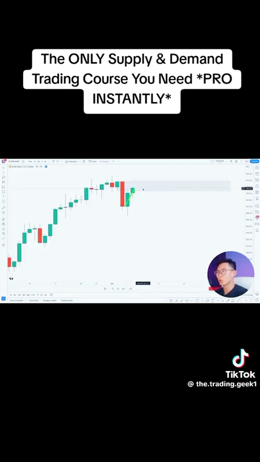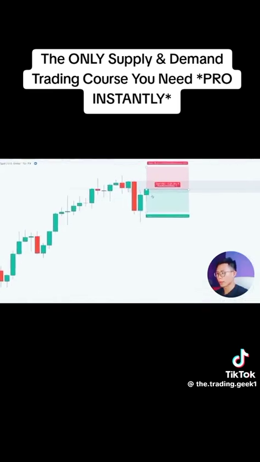We want to wait for price to come back up to retest this supply zone, and that is when we can enter our sell position, which is exactly what price has already done. Price has already come back up here and touched our supply zone. So somewhere right around here, we can enter for a sell.